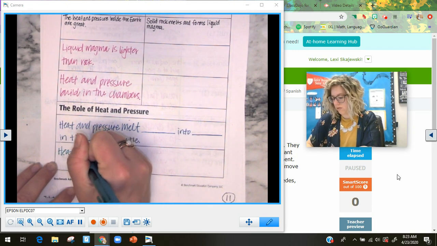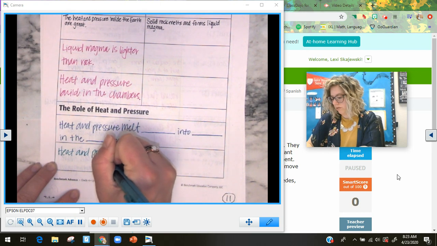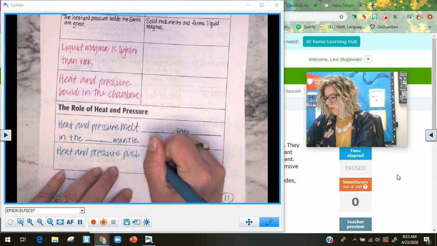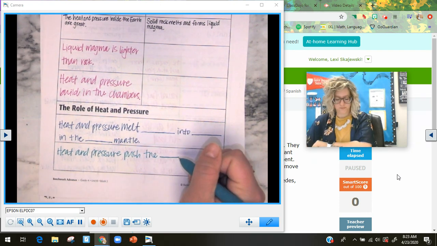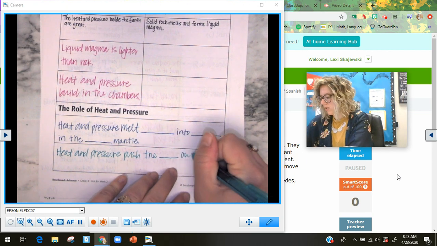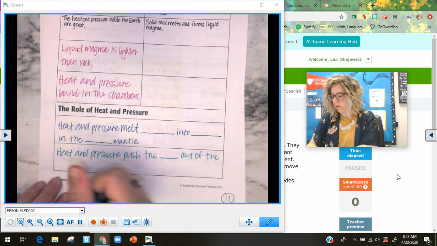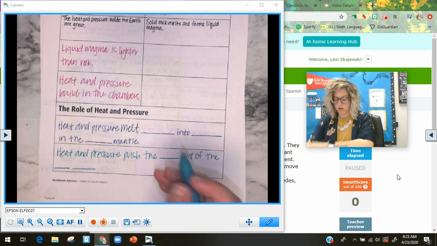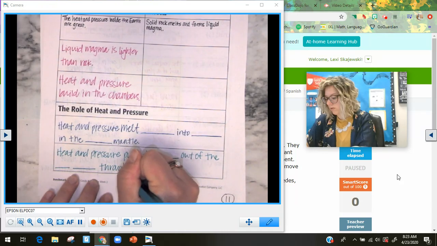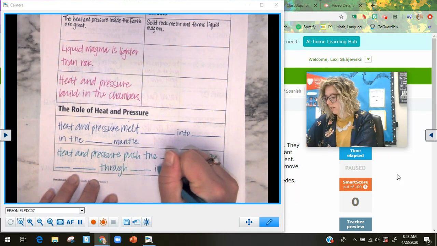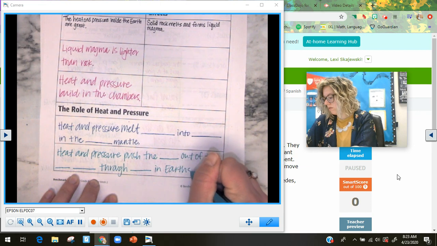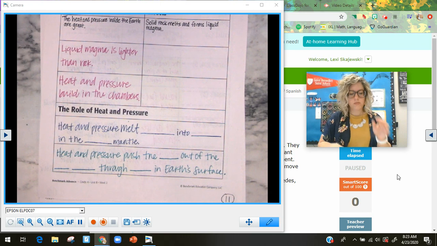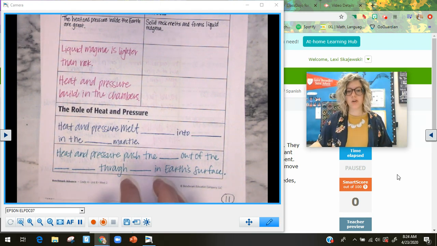Heat and pressure push the what out of the what? It's 2 words, so I'll put 2 blanks here for you. Out of the what? Through something in Earth's surface. Okay? All right. So if I wrote too fast for you, pause the video, get this written down.